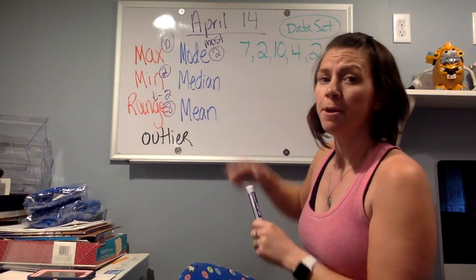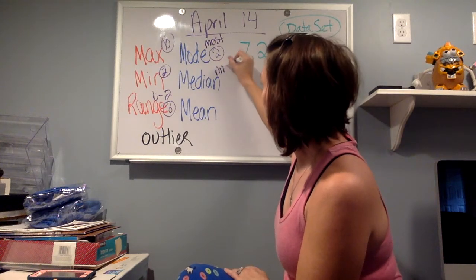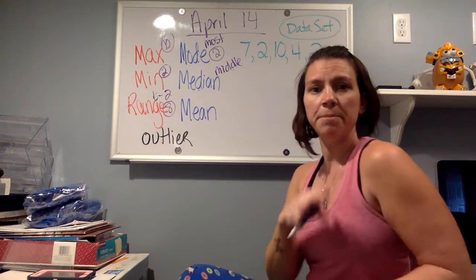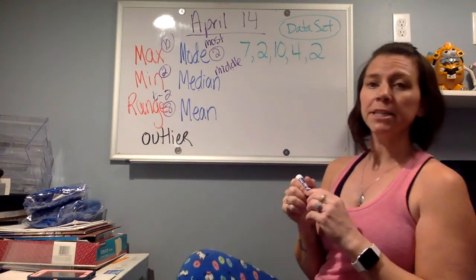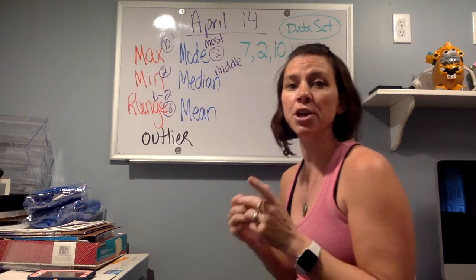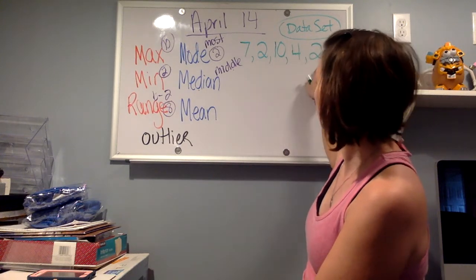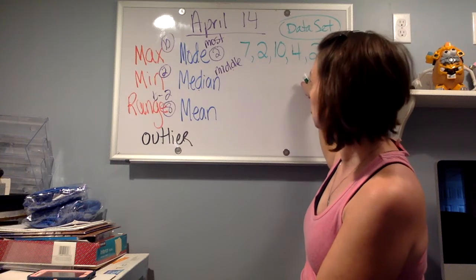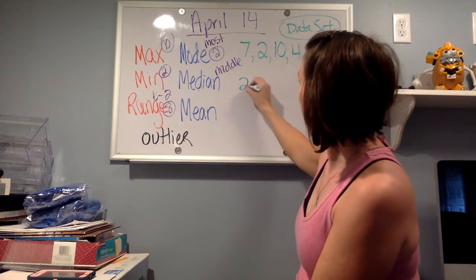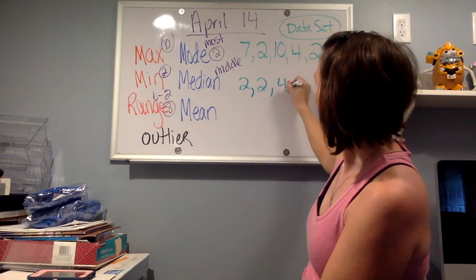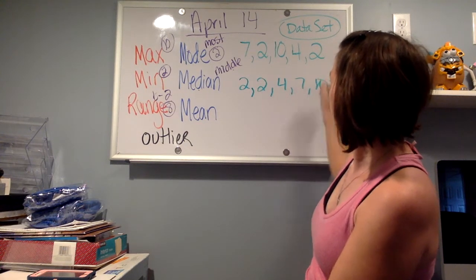Median, okay? Median, our key word is middle. Remember, we have that D, and they both start with an M. Median, middle, median, middle. So median is the number in the middle, but remember, we have to put the numbers in order first. So I'm going to put these numbers into order. I have a 2, and then another 2, then a 4, a 7, and a 10.